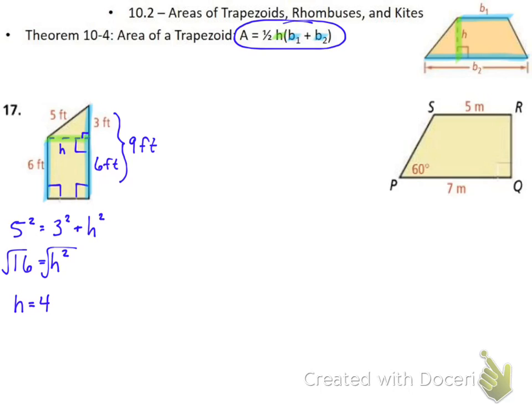From there, I can plug everything in because I have both of my bases and my height now. So I go area is equal to 1/2 times my height, which is 4, and then in parentheses, I can add together my two bases, which is going to be 6 plus 9. So when I do that, I get 30. And these are feet, so 30 square feet.